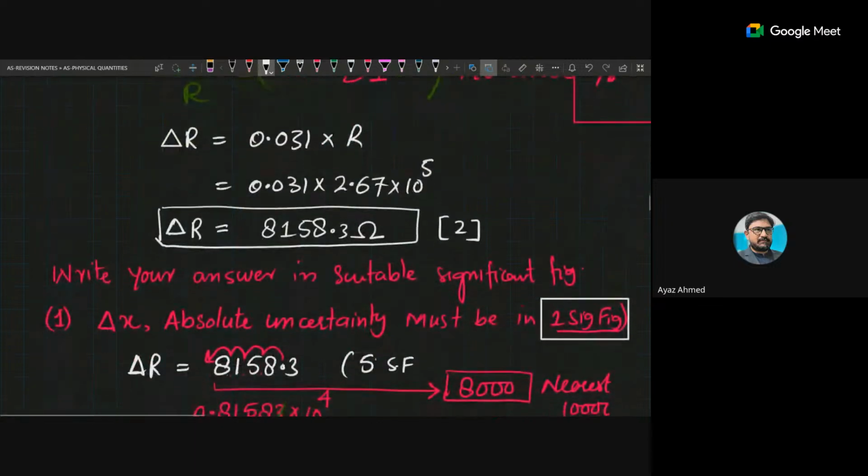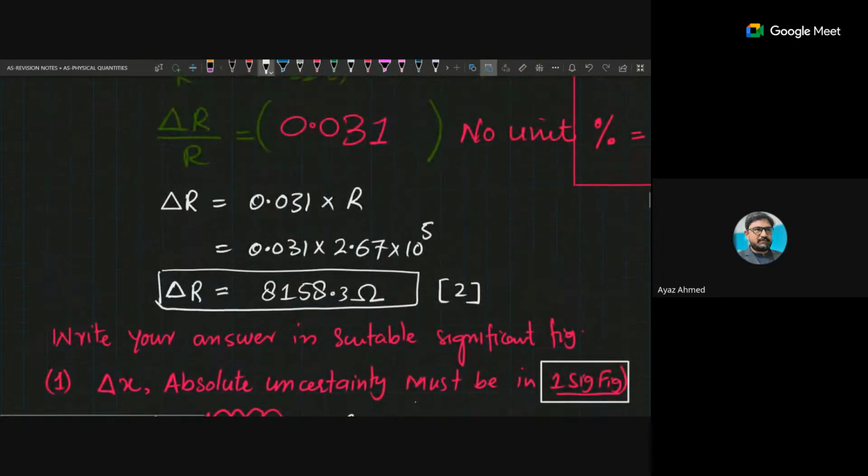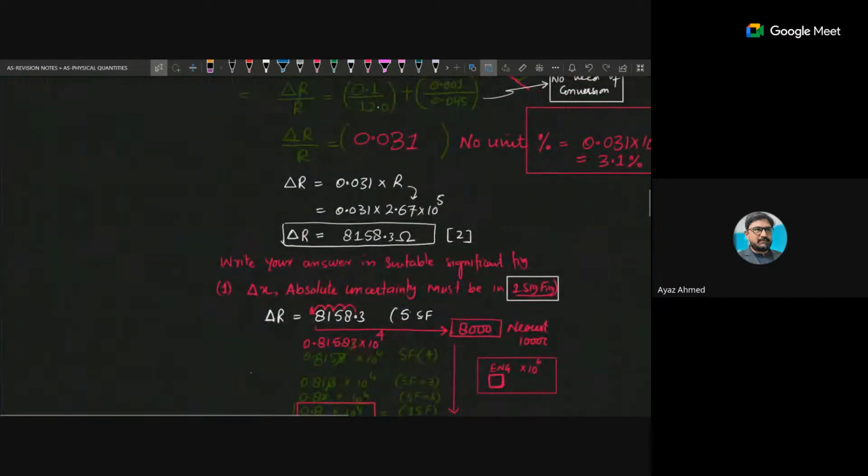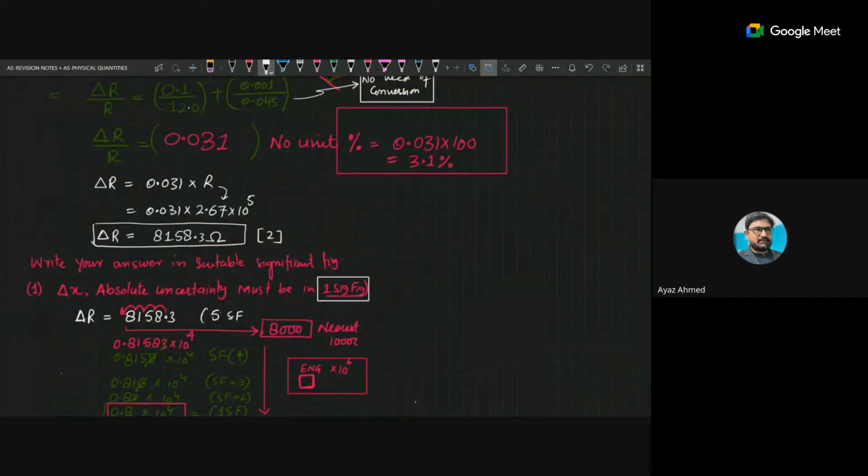So from here, delta R is actually 0.031 times R. I have put the value of R over here directly, and I got that it is 8158.3 ohm. Till now, you can score 2 marks. From here, there are additional calculations for you. Sometimes you are asked to calculate percentage uncertainty, right?